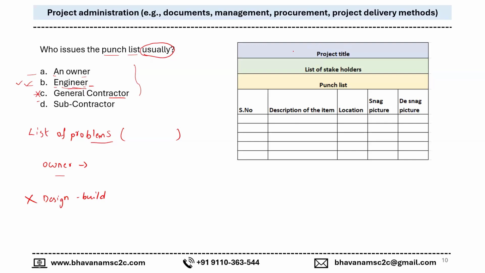And this is the general representation of a punch list, where the project title and the list of stakeholders like the contractor, the client, and the consultant will be in the title of the punch list. The description of the item gives the location and the snag picture, showing what the problem or defect is in that particular location. After rectification, the contractor has to upload the de-snag picture and close the punch list accordingly.